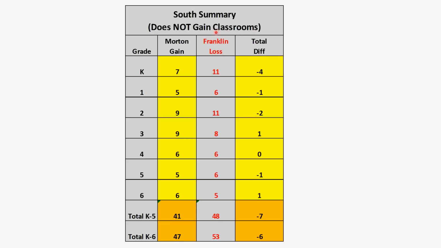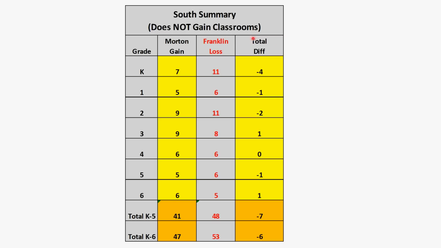This column, entitled Franklin Loss, shows that there are currently 53 students from the Franklin boundary area attending South through the Franklin Choice program. This number counts as a reduction in enrollment for all scenarios due to the fact that Franklin Choice will no longer be needed since all students will have a defined boundary.